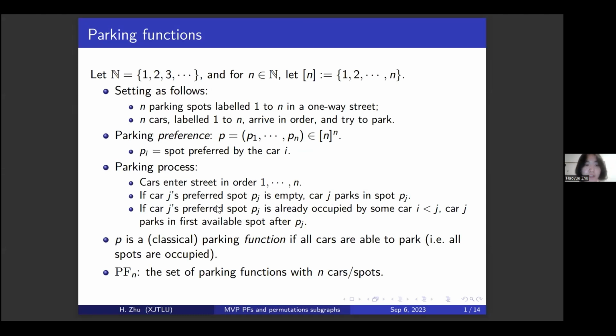But if car j's preferred spot Pj is already occupied by some car i, which arrived before car j, we say car j will park in the first available spot after the preferred spot Pj. And if all the cars can find somewhere to park, we say P is a classical parking function. Here we use this notation to denote the set of all parking functions with n cars or spots.